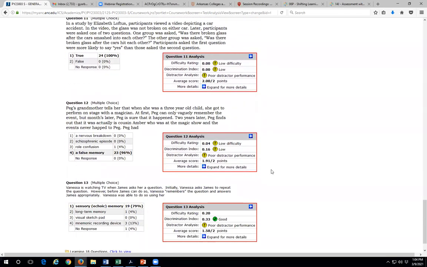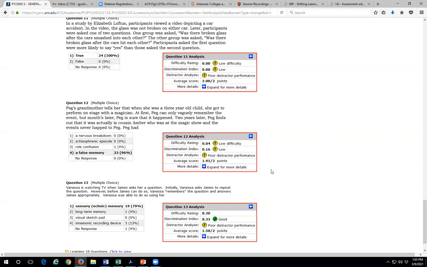In a study by Elizabeth Loftus, participants viewed a video depicting a car accident. In the video, the glass was not broken on either car. Later, participants were asked one of two questions. One group was asked, was there broken glass after the cars smashed into each other? The other group was asked, was there broken glass after the cars hit each other? The participants asked the question first were more likely to say yes than those asked the second question, and that was true.